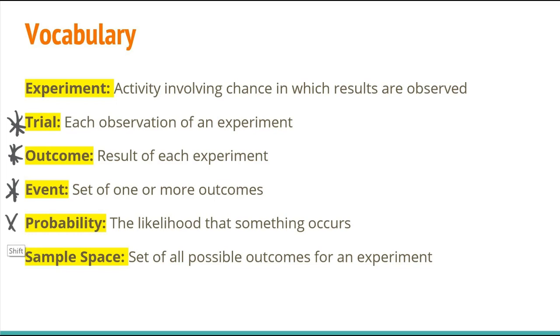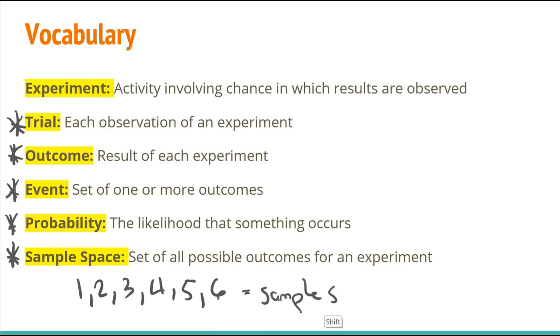Our fifth word is probability. Probability is the likelihood that something happens. So what are the chances that I roll a 2 or that I roll an even number? Whatever the case may be. And our last word is sample space. The sample space is all of my possibilities. So if I'm rolling a 6-sided number cube, our possibilities are 1, 2, 3, 4, 5, and 6. This would be my sample space.